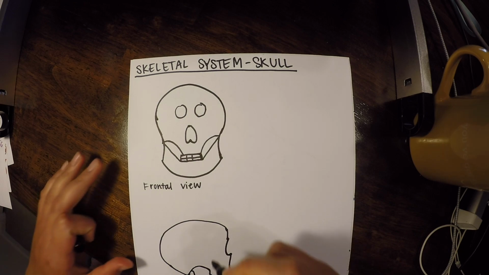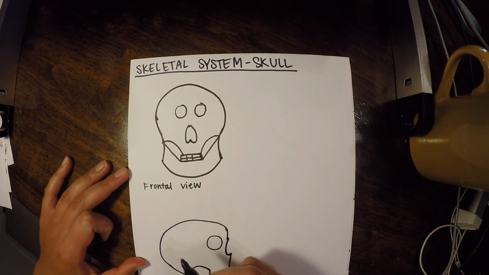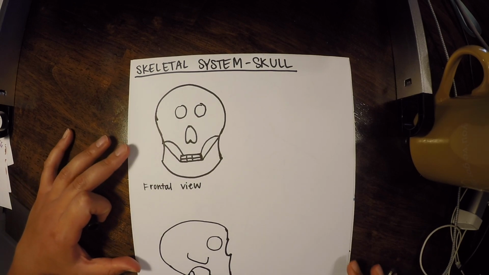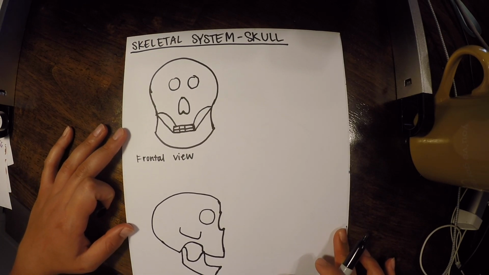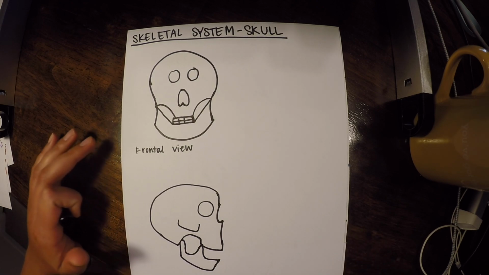Alrighty, so let's just add in an eye socket here, and we're almost done. Alrighty, so now we've got the outline for our skull. Sorry, I left that out of the picture a little bit.